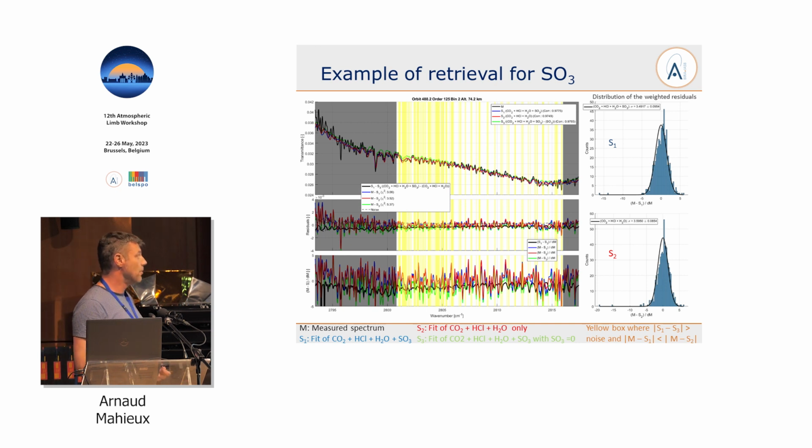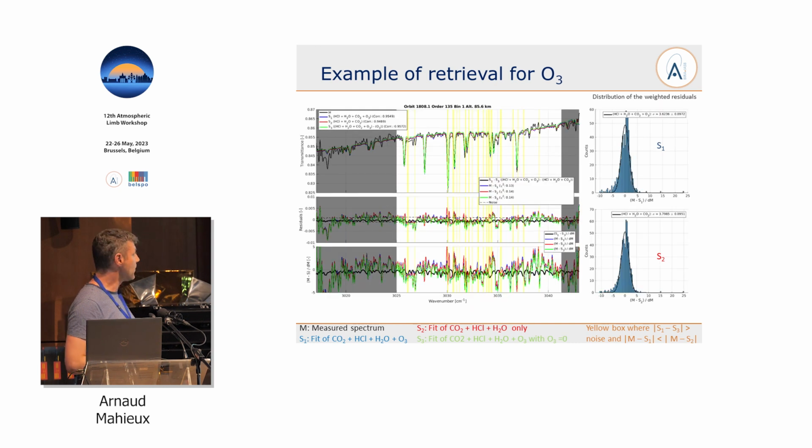Another example here about ozone that we heard a lot today. So in this spectrum here at the top, actually we have also four species absorbing: HCl, water, CO2, and ozone. We do the same fits S1 and S2. You have again the yellow regions where the noise is smaller than the signature of ozone, and also where the fit is better considering ozone than not considering ozone.